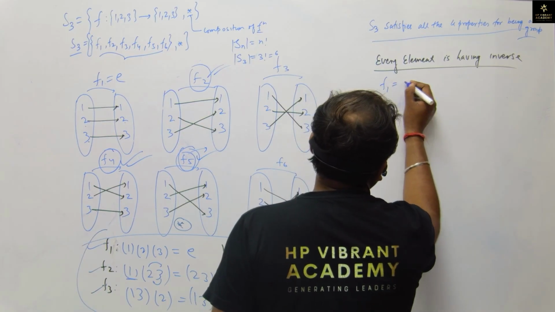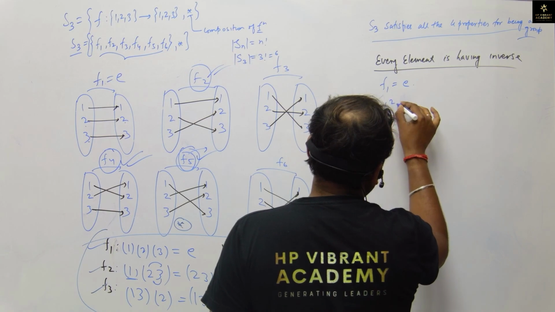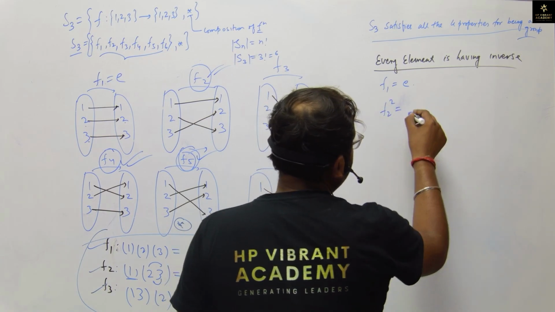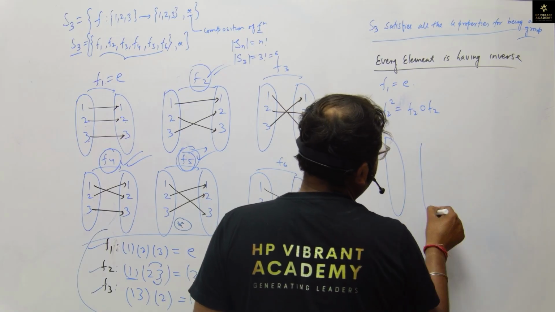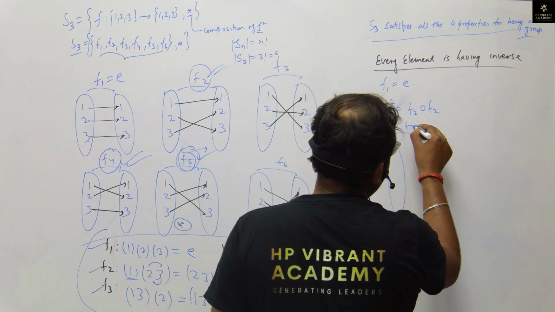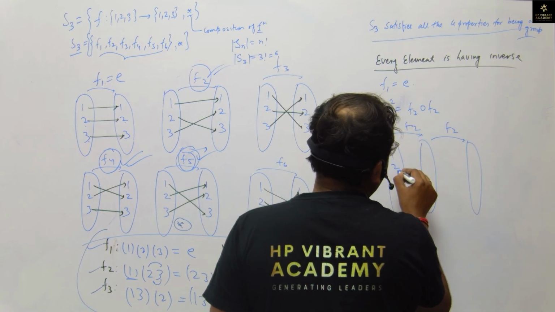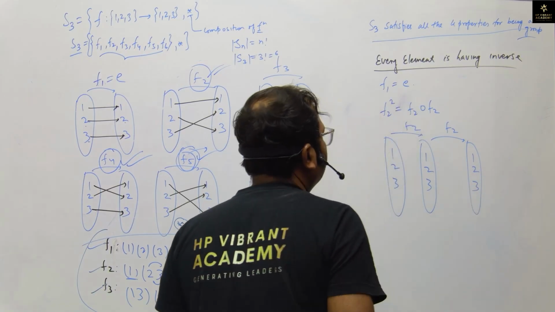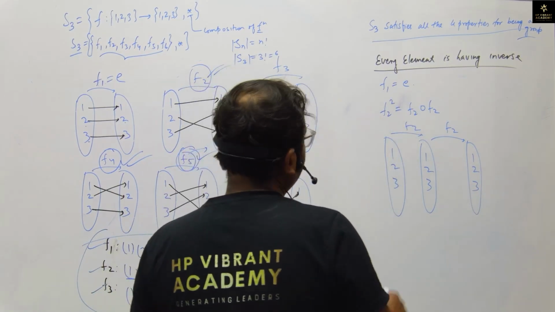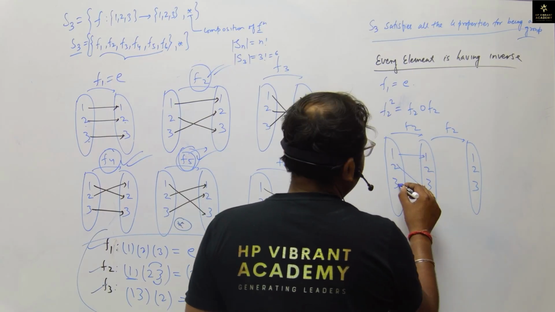f1 is the identity element. Let us calculate f2 square. This is f2 operation f2. On f2 we have to apply f2 again. So 1 2 and 3, 1 2 and 3. So f2 is this one: 1 goes to 1, 2 goes to 3, and 3 goes to 2.